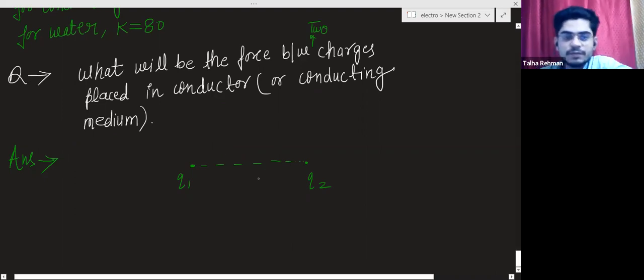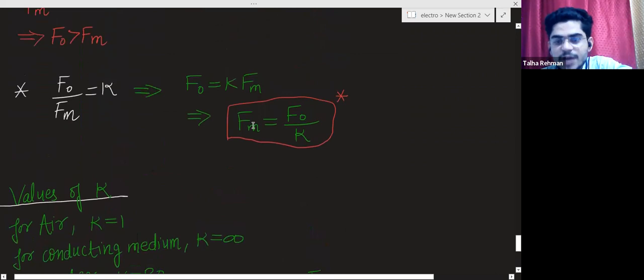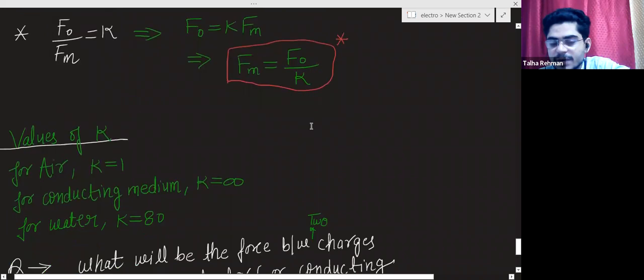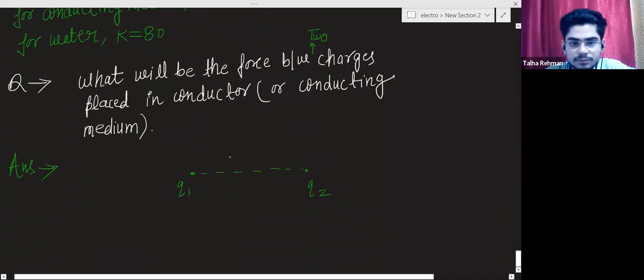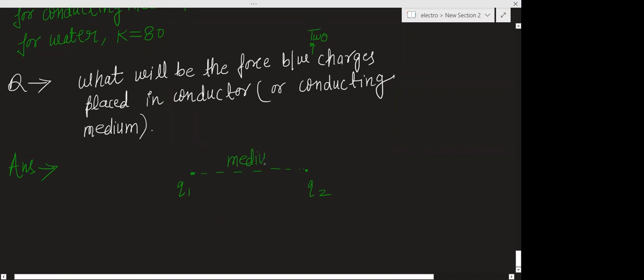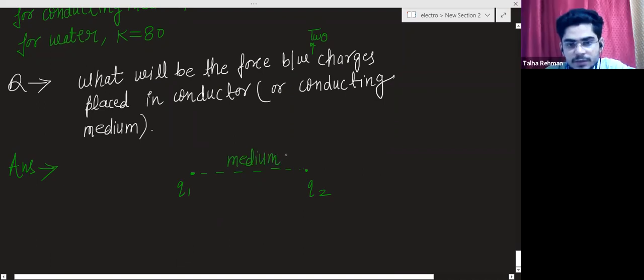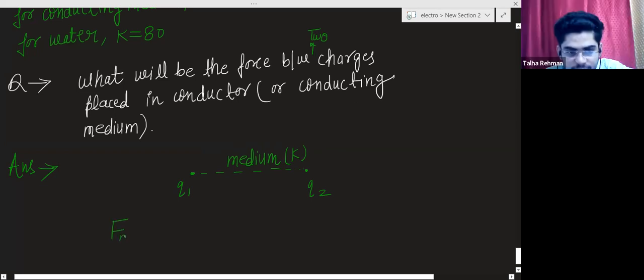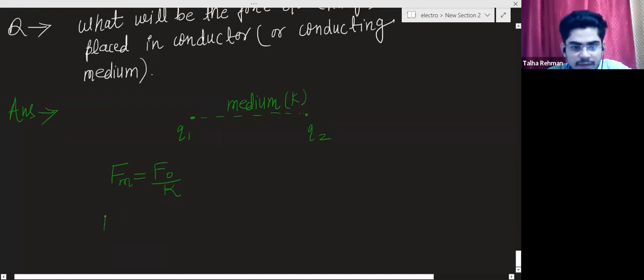So if I want to calculate the force in any medium, we have this formula: force in air divided by K. This medium will have some K. The conducting medium will have some K. So I want to calculate the force in medium, F naught by K. What is the medium here? A conducting medium.